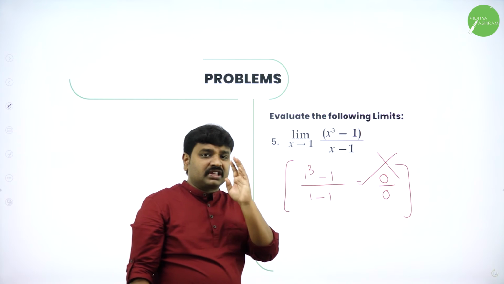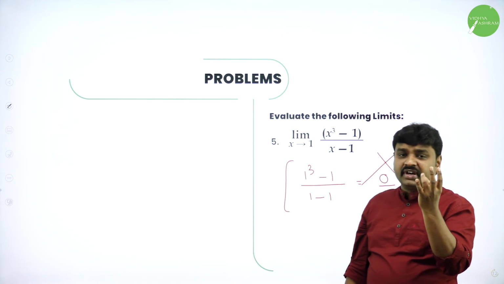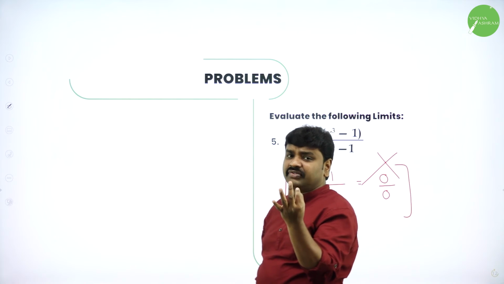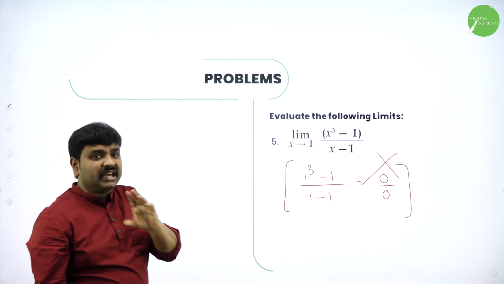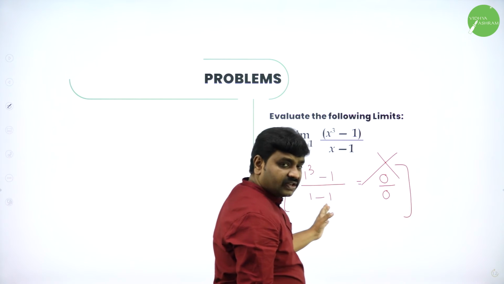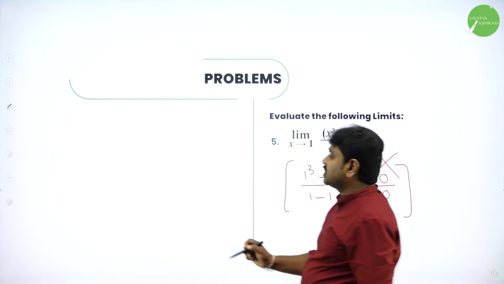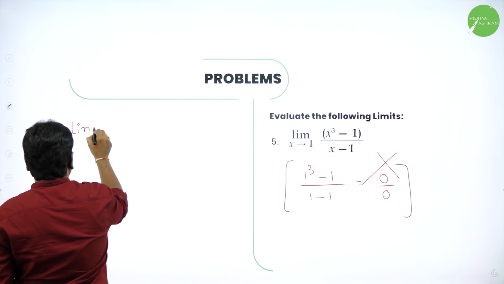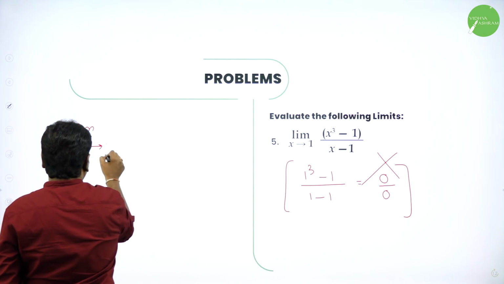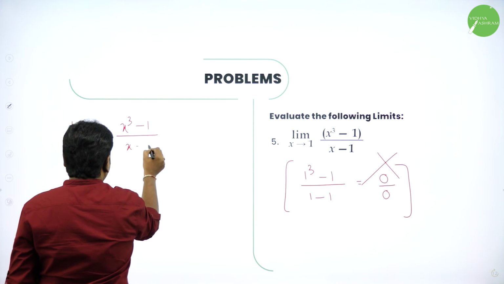When I apply a limit, I should not get 0 by 0. What is 0 by 0? A mathematical indeterminate. Infinity by infinity, infinity power infinity, 0 power 0, infinity minus infinity, 0 by 0 are all indeterminates. You should not get any of these. If you are getting these, I have to simplify. So let us see how to simplify this. I'll write it as limit x is tending to 1, and they gave x cube minus 1 divided by x minus 1.